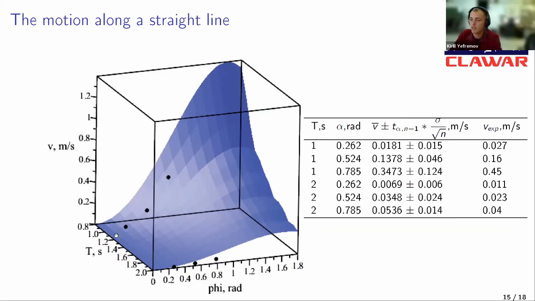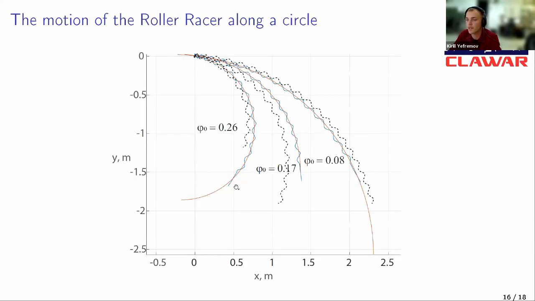As you can see, if we decrease time and increase amplitude, our velocity decreases. And the last of the experiments is movement along a curved trajectory, and it's for 5 degree, 10 degree, and 15 degree offset.